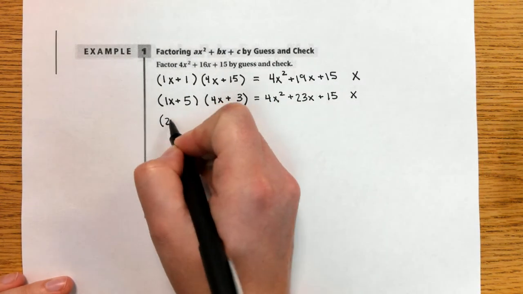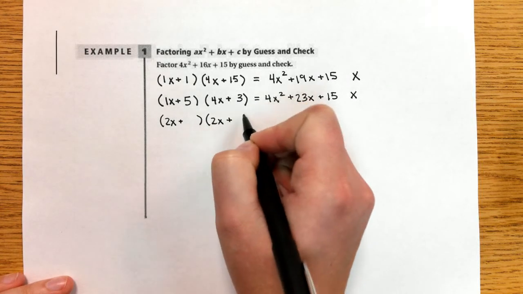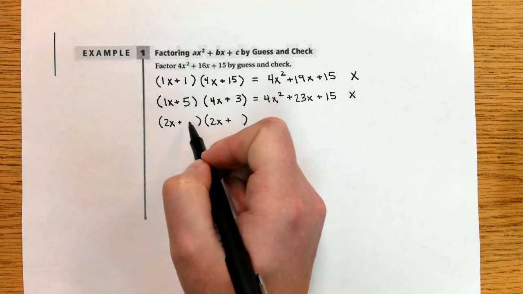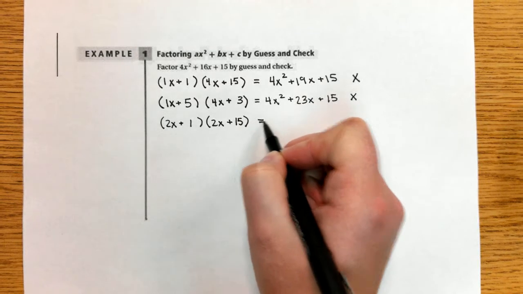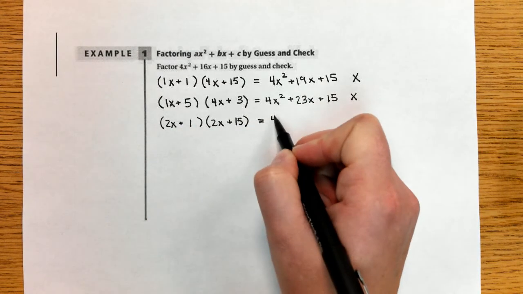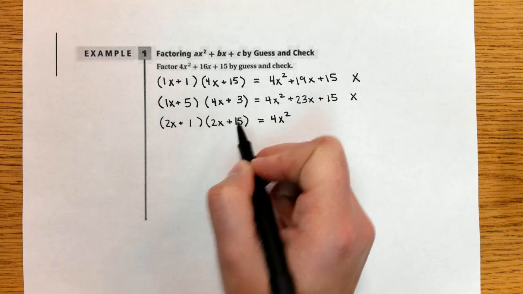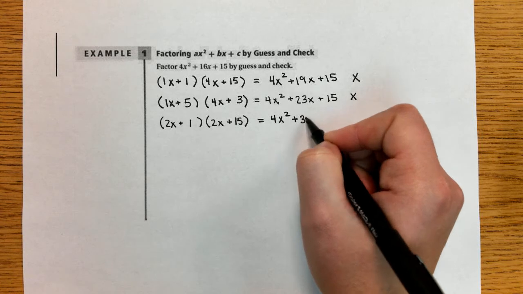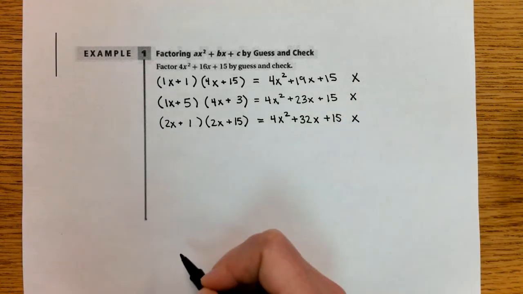Okay, so I could also, remember, do 2 and 2 for my x. So let's try 2x plus, and then we'll pick something, 2x plus. So we could do 1 and 15 again if we want. So let's do 1 and 15. So 2x times 2x will give me 4x², and then the 2x times 15 is 30x plus 2x. So that will give me 32x, and then I have plus 15. Again, not what I want.